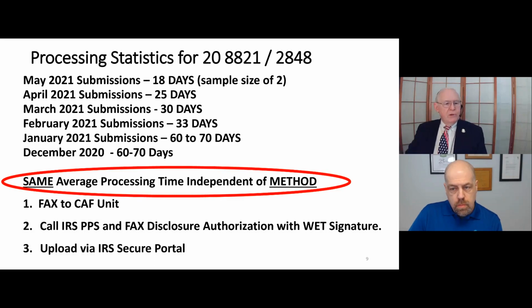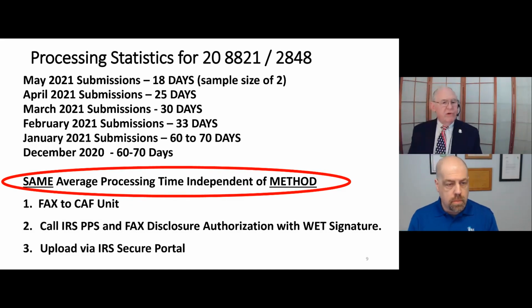Here are my personal processing statistics. If we start from the bottom, December 2020, and go up to the current time, you see in December it was 60 to 70 days from when you faxed a disclosure authorization to a CAF unit. January, still 60 to 70. February, it averaged 33 days.